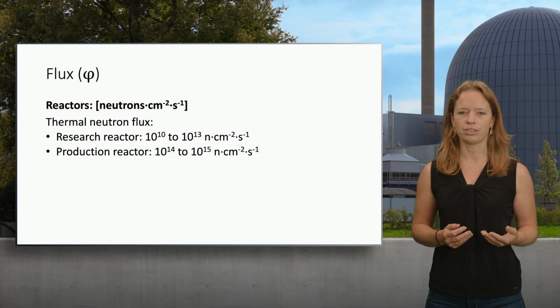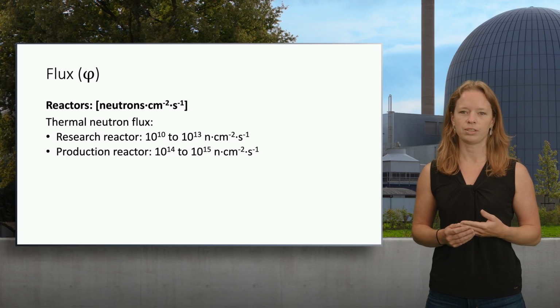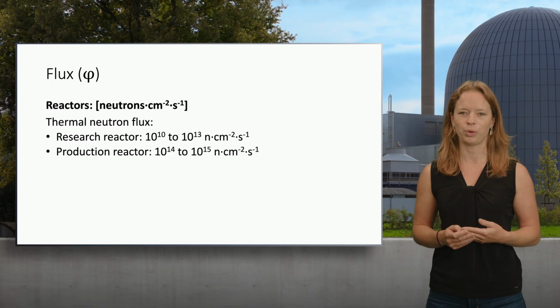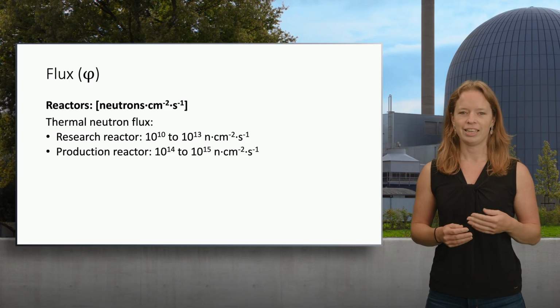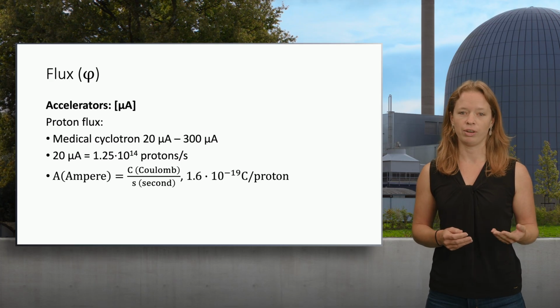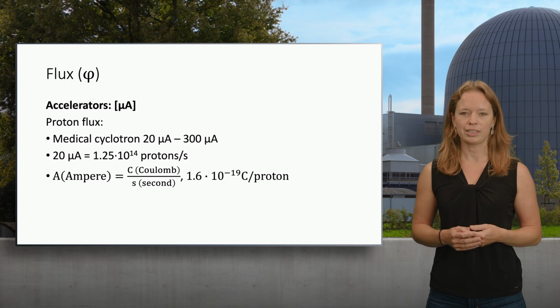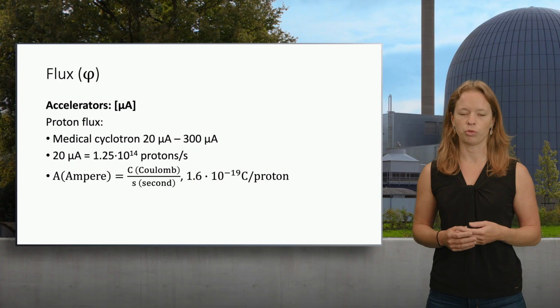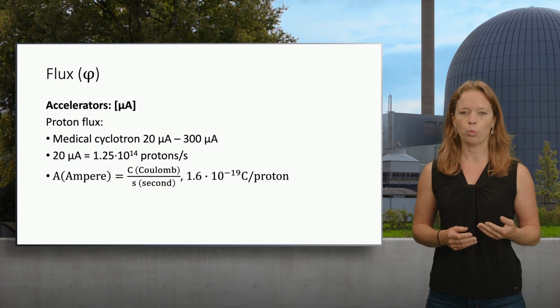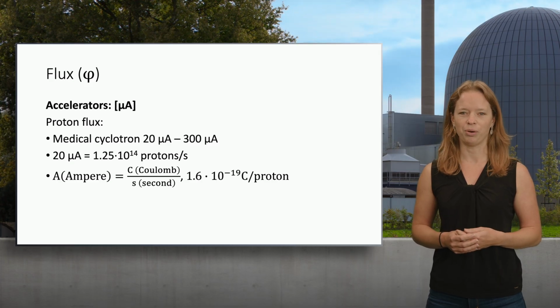When we are irradiating a target with neutrons in a reactor, the flux is typically expressed in around 10 to the 13th or 10 to the 14th neutrons per centimeter square per second. The accelerated flux, for instance when irradiating with protons, is expressed in particle microamps, where a medical cyclotron could provide a flux of 20 particle microamps or 1.25 times 10 to the power of 14 protons per second.